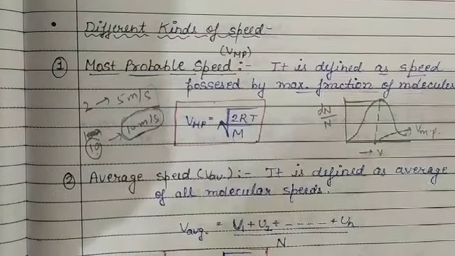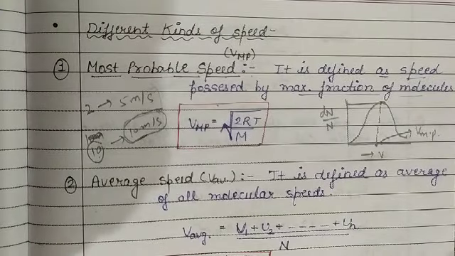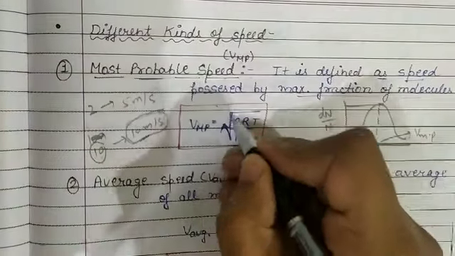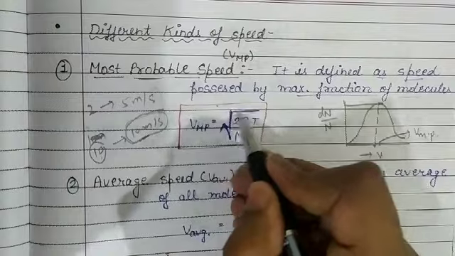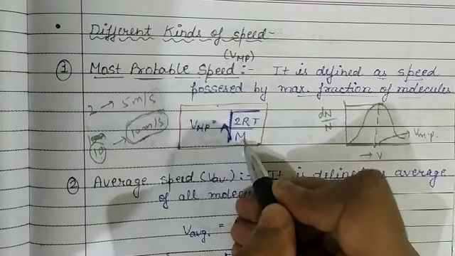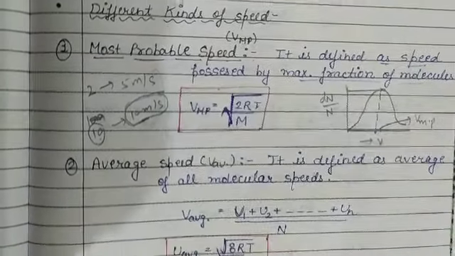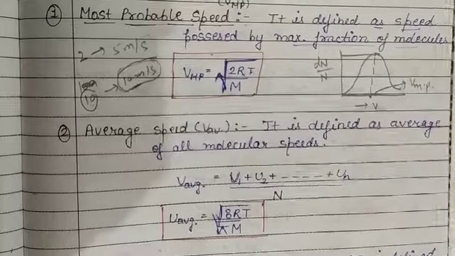So it is the speed possessed by the maximum fraction of molecules. The relation of most probable speed is square root of 2RT by M, where M is the molecular mass, R is the gas constant, and T is temperature. The next molecular speed is average speed.